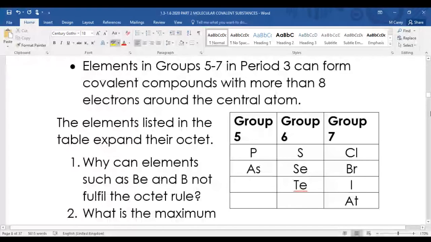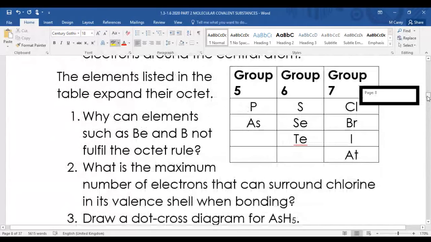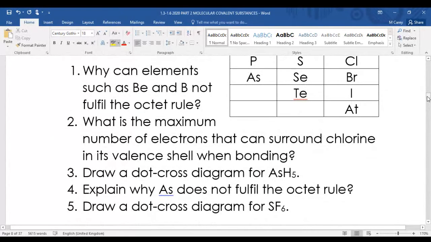Right, so there's a few questions here that we'll go through together. Why can elements such as beryllium and boron not fulfill the octet rule? The reason is they don't have enough electrons to share. In order to fulfill the octet rule, you would need at least 4 electrons in the outer shell, unless you had a number of coordinate bonds, which is possible.